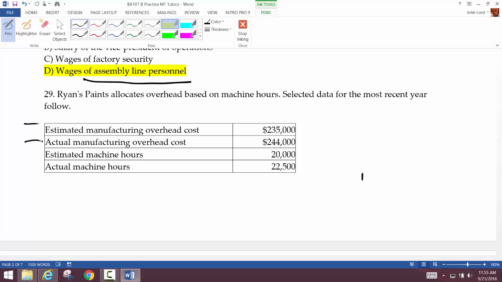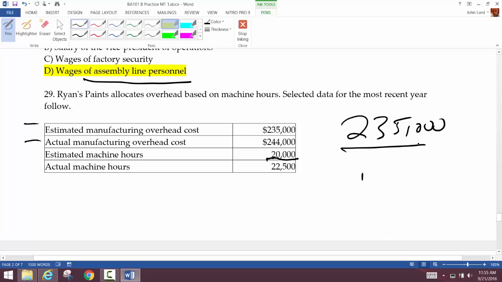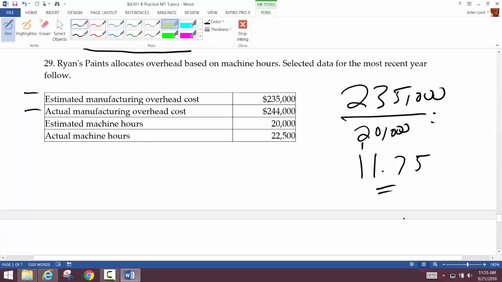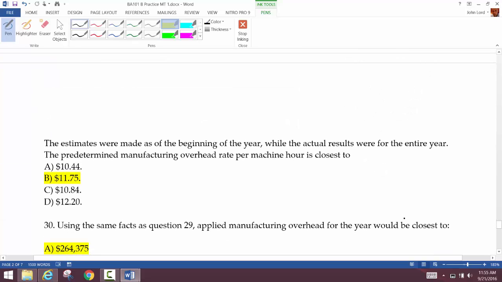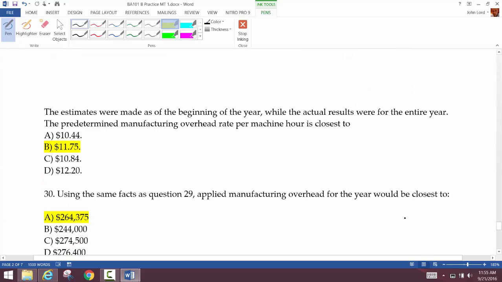So what am I going to use? The estimated of 235,000. Divide that by what? By the estimated number of machine hours of 20,000, right? That gives me a predetermined manufacturing overhead rate of 1175. The problem set, was that the highlighted answer, I hope? 1175? Okay, good. Using the same facts, what should be the applied?